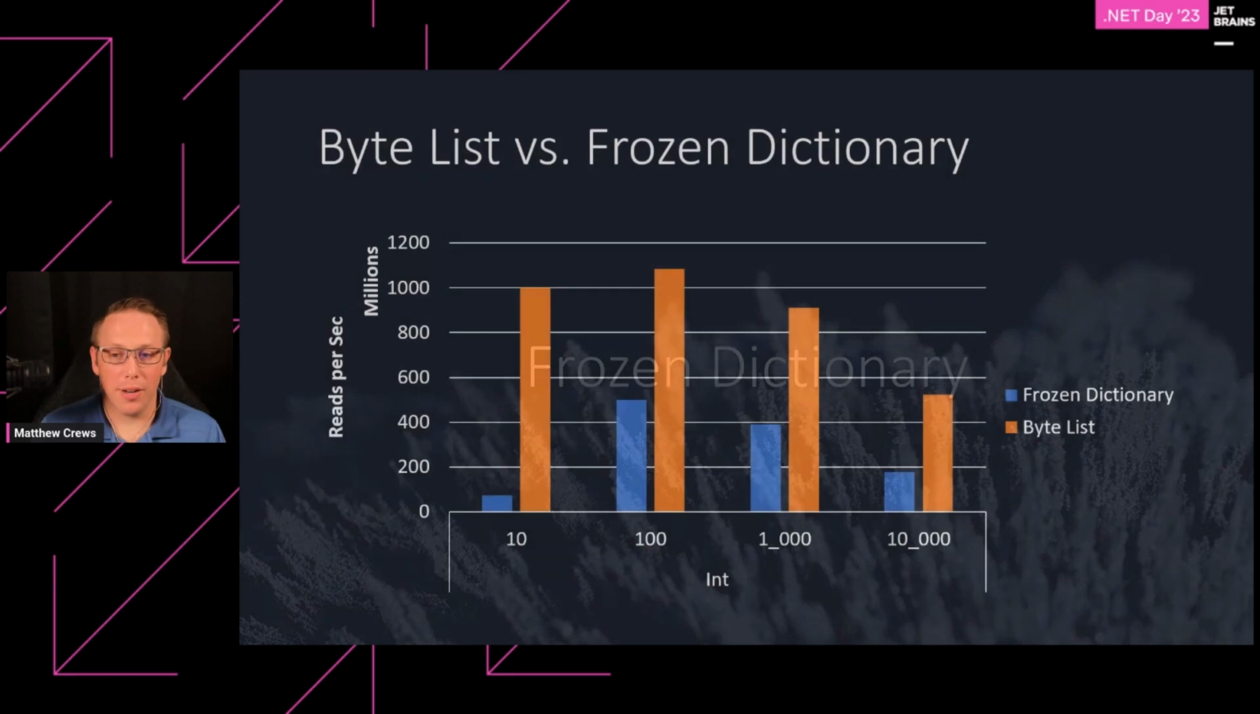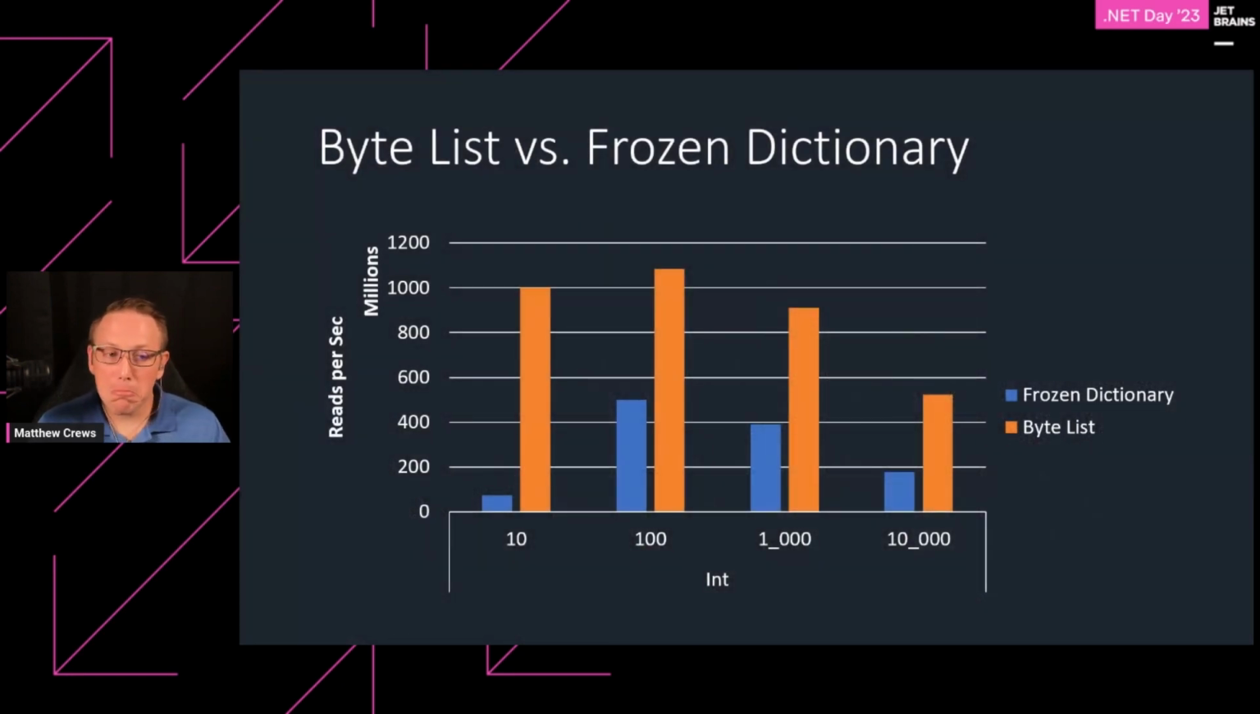And when I compare it for integer keys, I'm still feeling pretty good. Byte list is still faster in this case. And to be clear, Frozen Dictionary is now the blue bars. Byte list is the orange bars. And so it's no longer the .NET Dictionary. This is Frozen Dictionary as the blue bars.